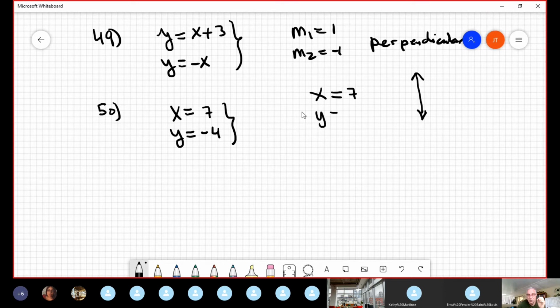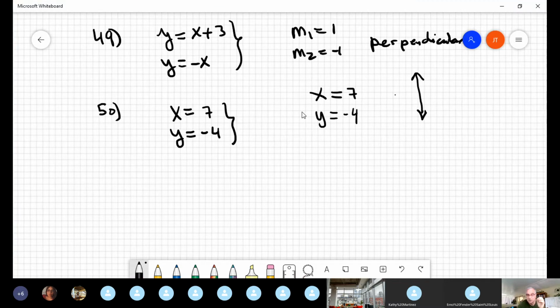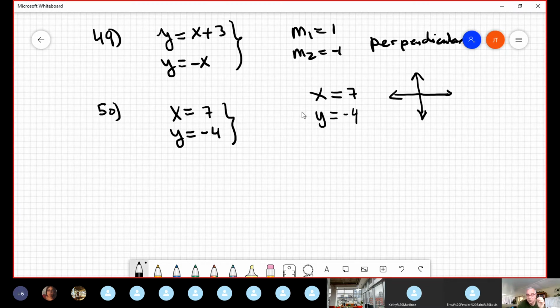However, y equals -4 is completely opposite. In this case, x is missing, so it's horizontal. And horizontal and vertical are of course perpendicular. Not mathematically, but using your common sense. Make sense or no? Not clear? Confusing? Makes sense. Okay.